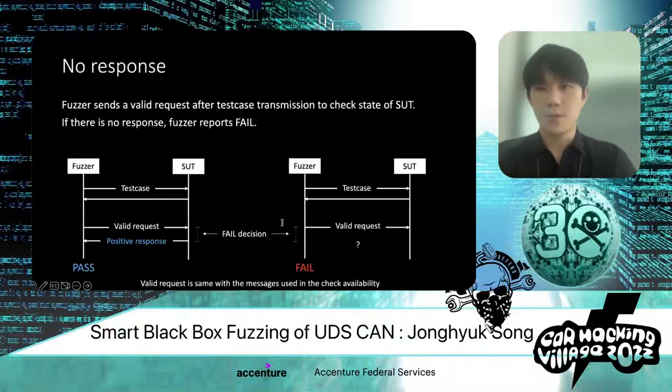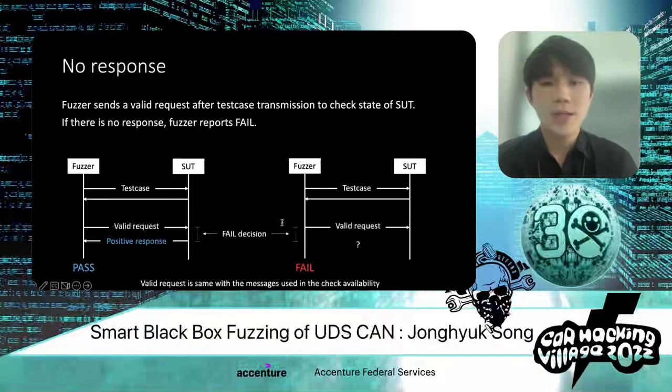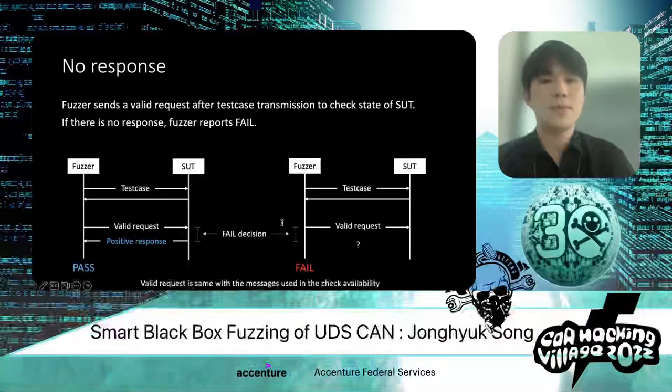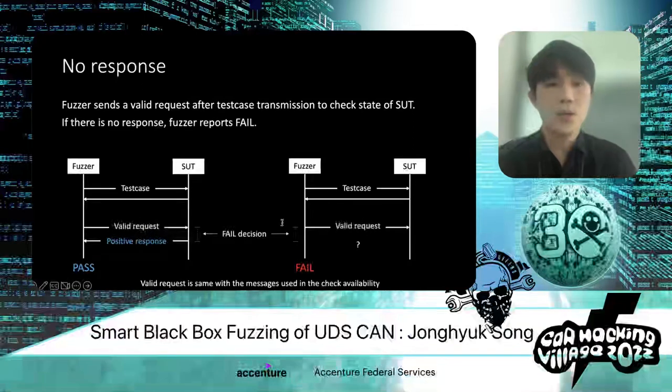First one is no response. Fuzzer sends a valid request after test case transmission to check the target state. If there is a positive response, it passed. But if there is no response within a timeout period, Fuzzer reports failed. In UDS, the default timeout period is 15 milliseconds.